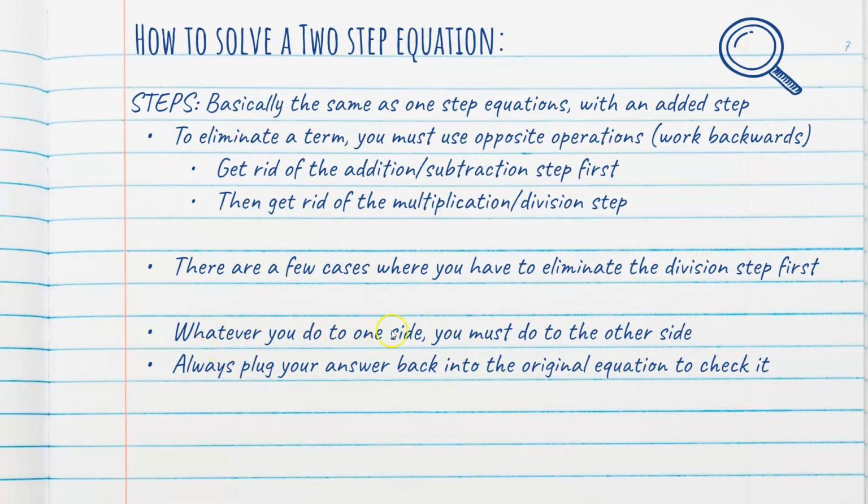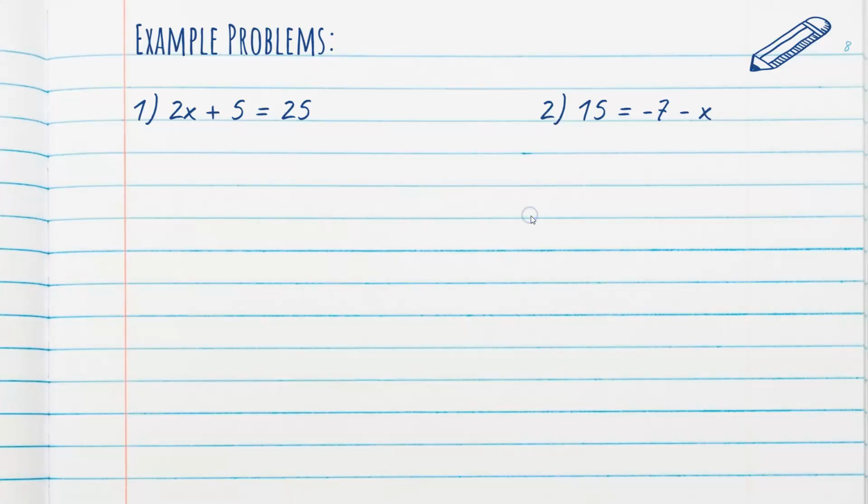Still, whatever you do to one side, you must do to the other side. So that's one reason I'm not having you write down today. It's the same thing we wrote yesterday, right? So if we do something to one side, we have to remember to do it to the other side. And we want to plug our answers back in to check to make sure they're right. Okay? So let's do some examples.